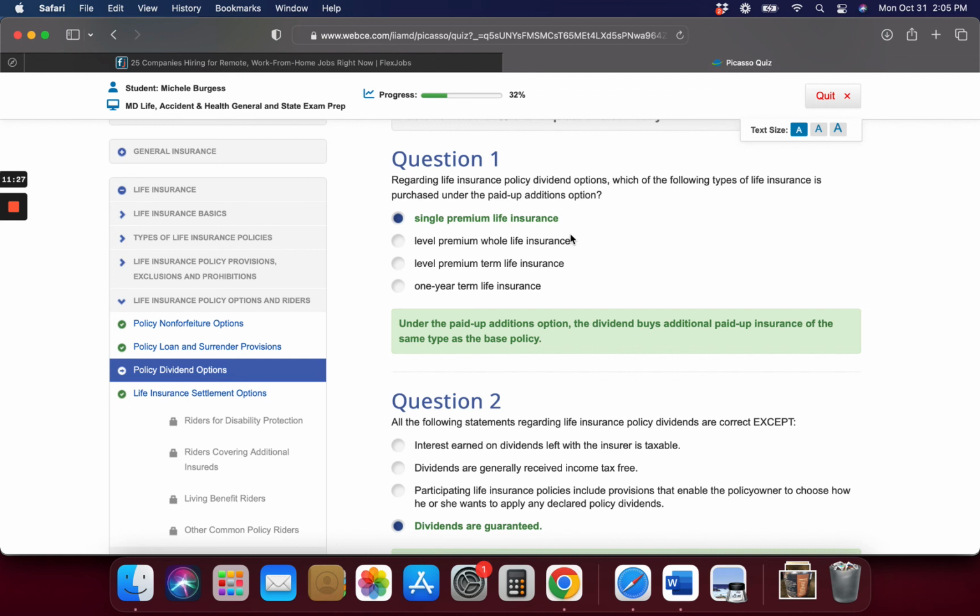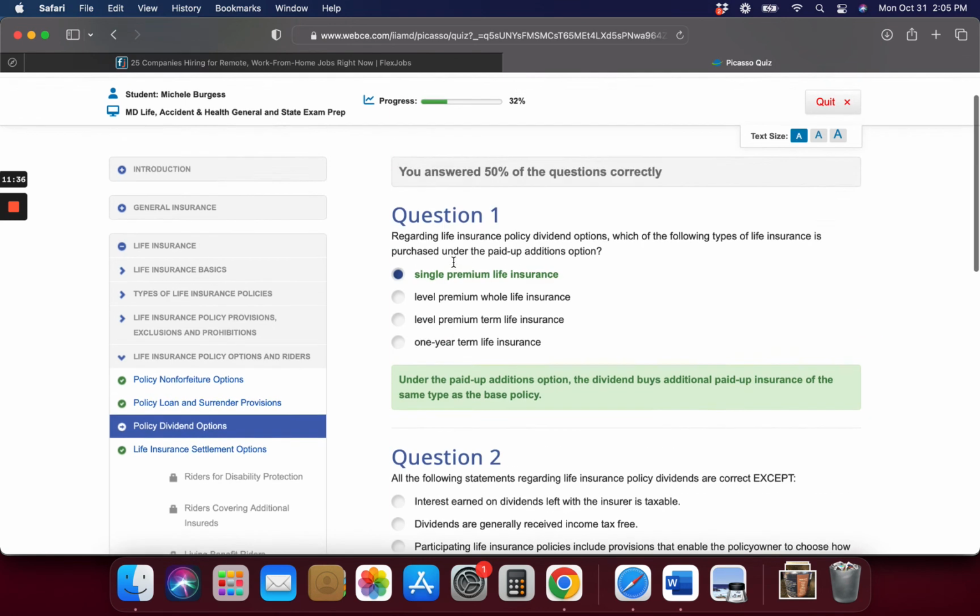Regarding life insurance policy dividend options, which of the following types of life insurance is purchased under the paid-up additions option? Okay, so that's it on this one.